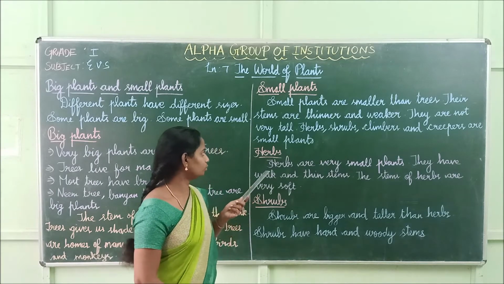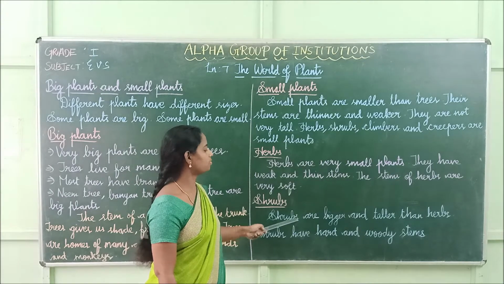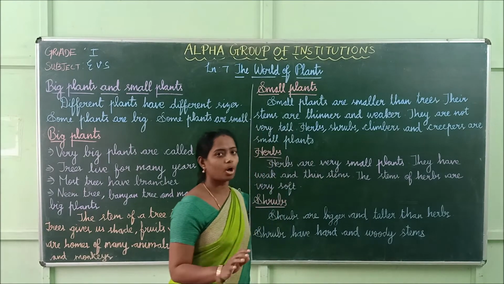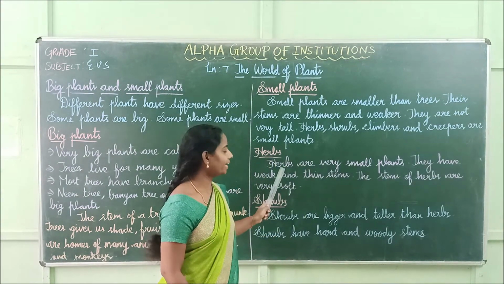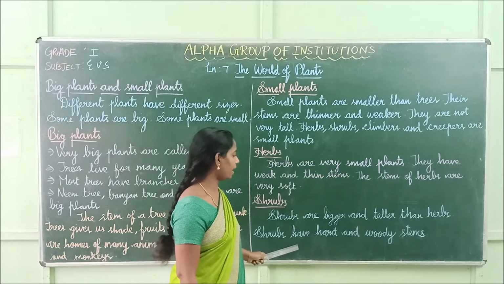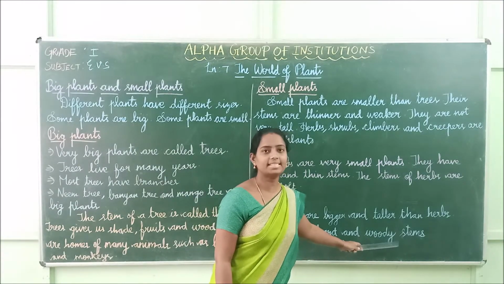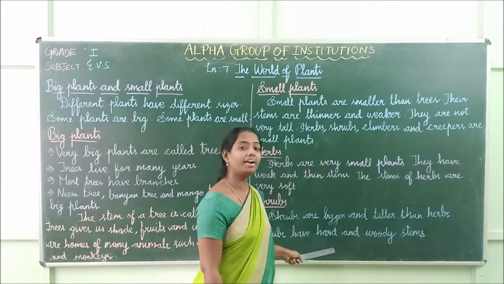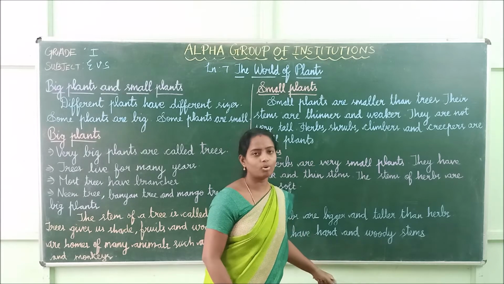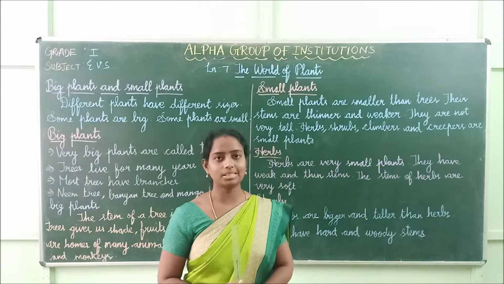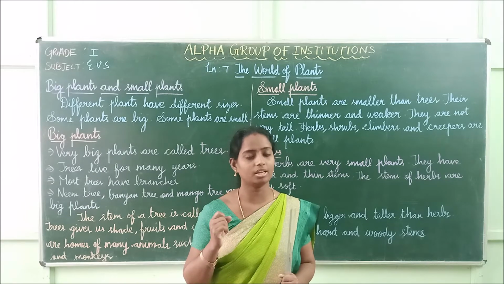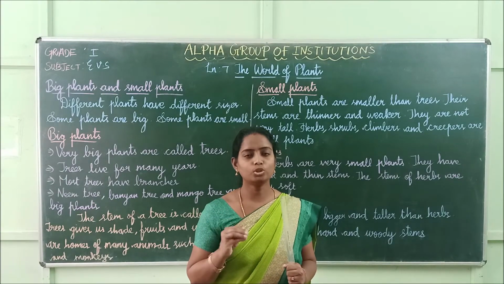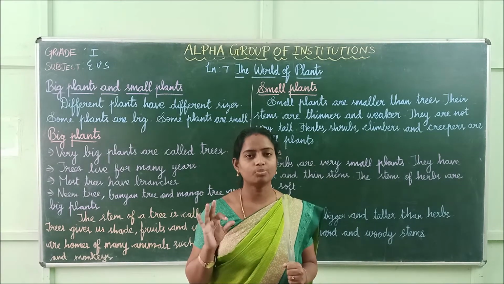Okay, and then if we move to the shrubs. Shrubs are bigger and taller than herbs. Shrubs have hard and woody stems. How would the stems of shrubs be, children? Hard and woody stems. Remember what we said about big plants, children: the stem is very thick and strong, isn't it? Trees have very thick, woody and strong stems, which we call the trunk.